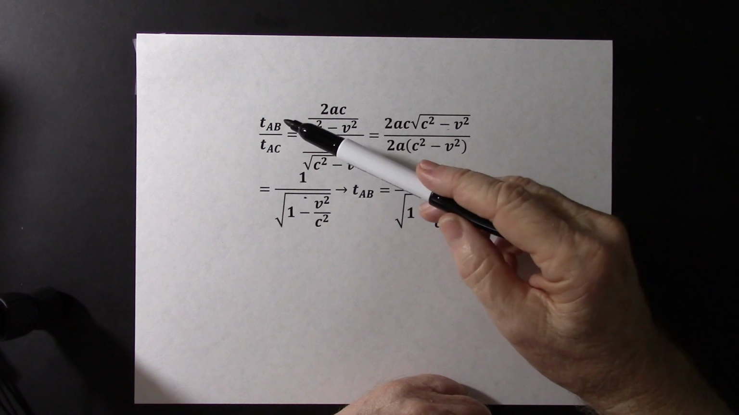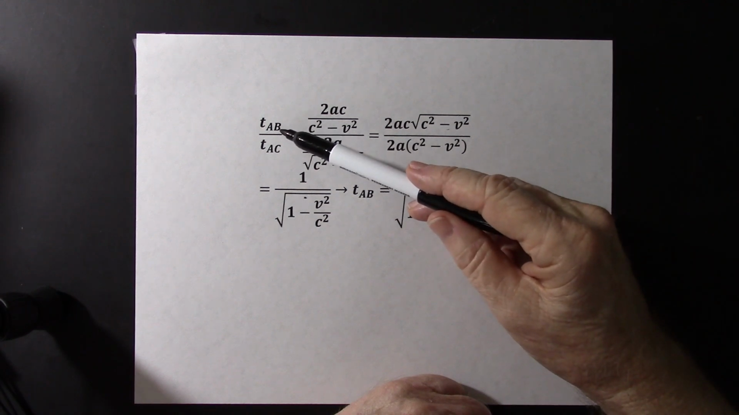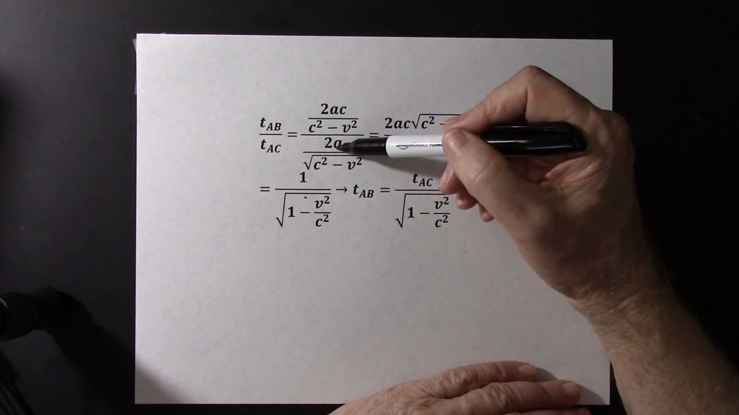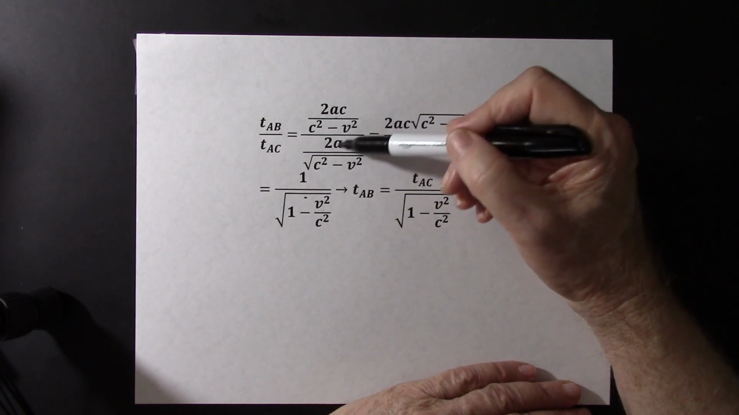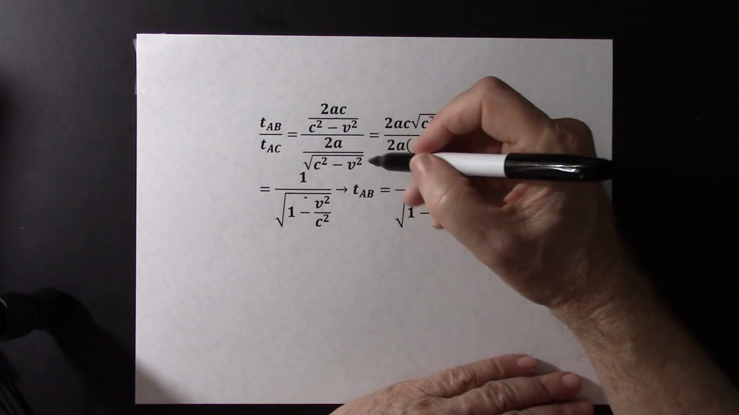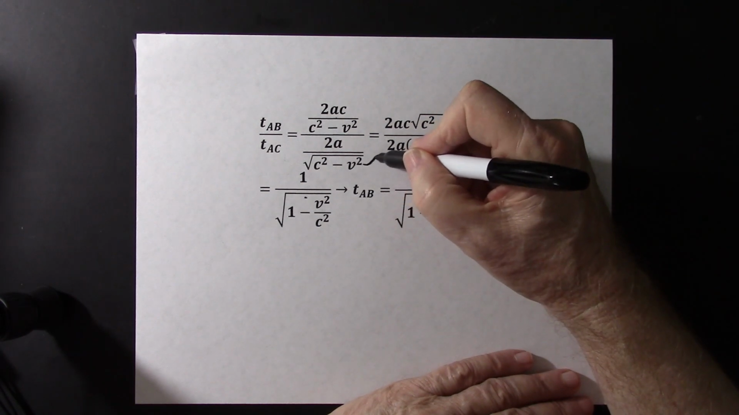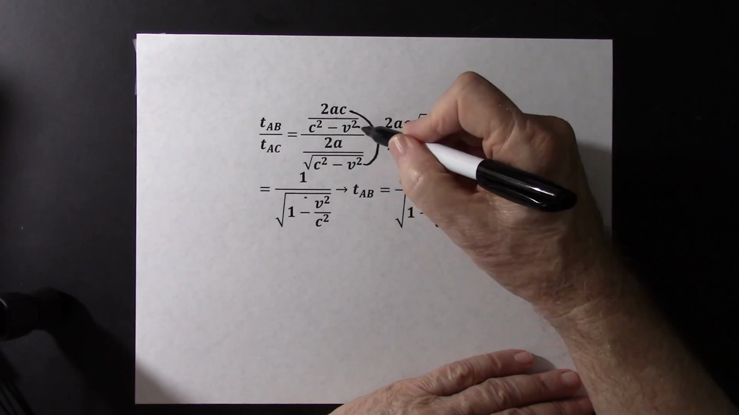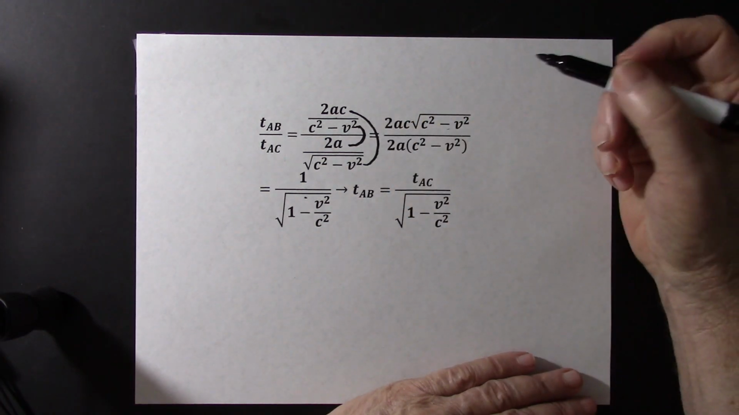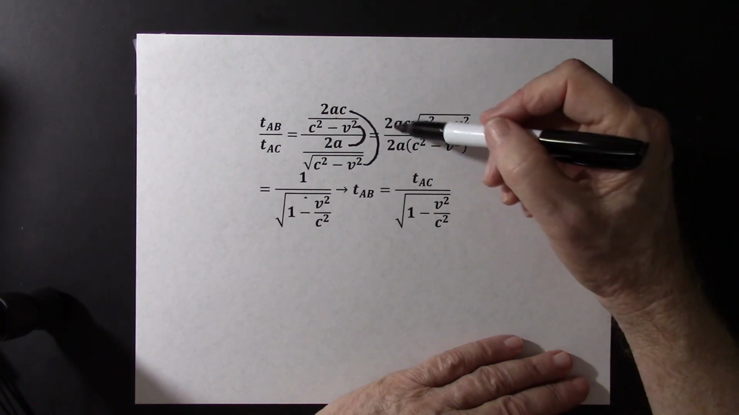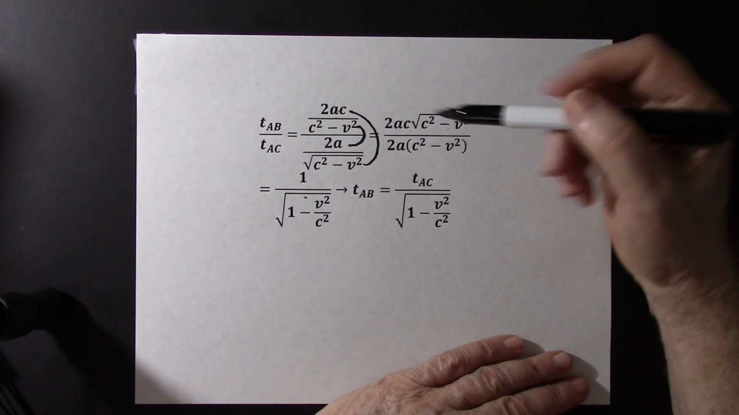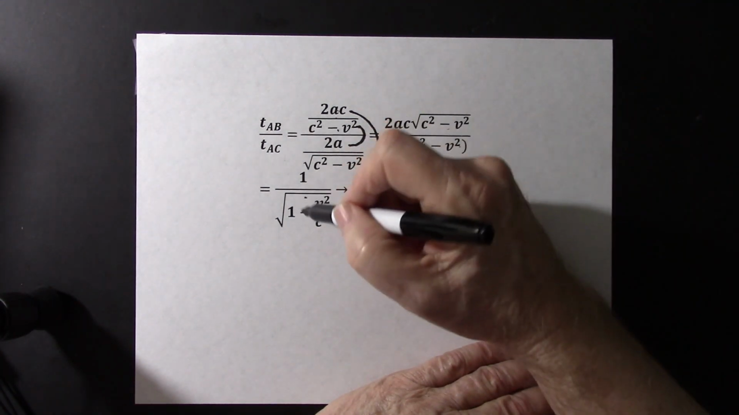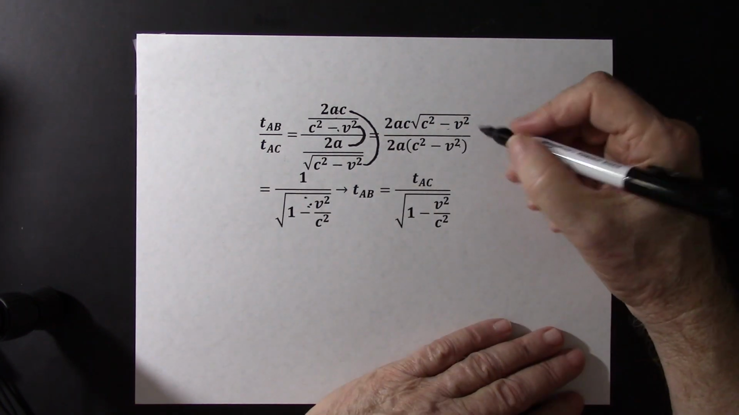We need to understand under what conditions TAB is equal to TAC. If we take the ratio of them, this is TAB and this is TAC. If you remember your algebra, you take the extremes here and multiply them and put them on the top, and then you take the means and multiply them and put them on the bottom. This is just 2a times that, which is that, and this is just 2a times that, which is that. And we claim that it's equal to that. Let's see if that's true.